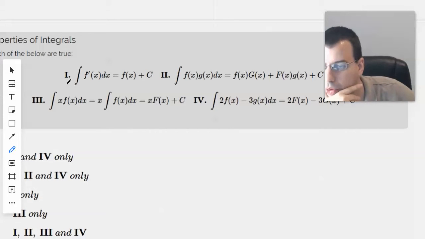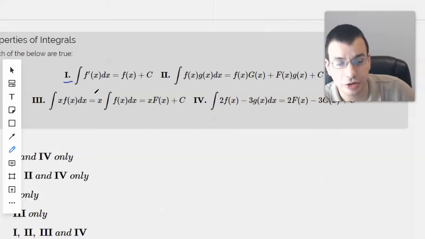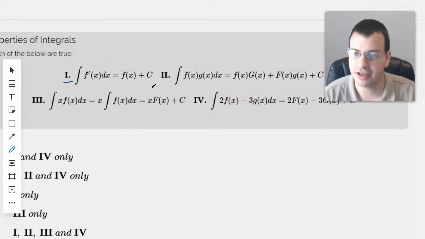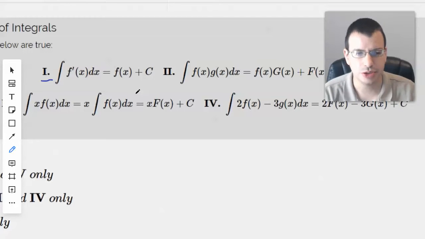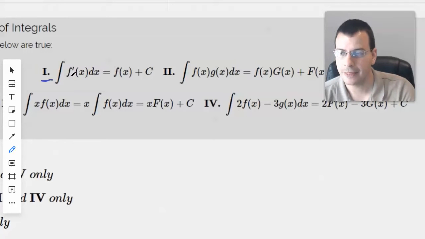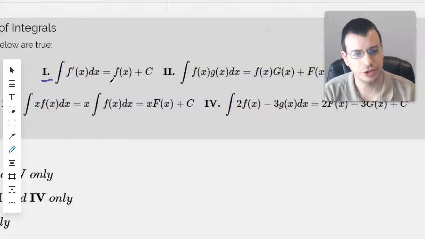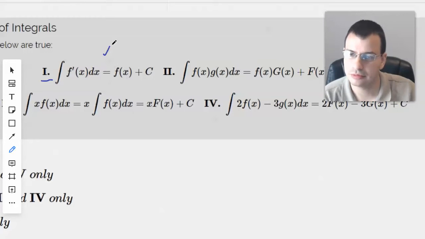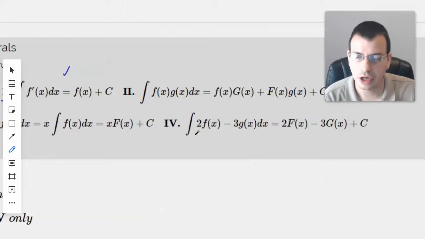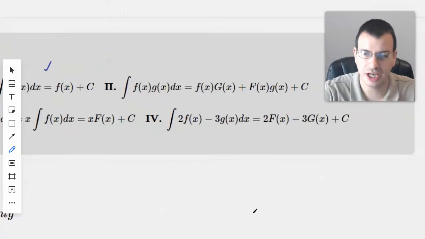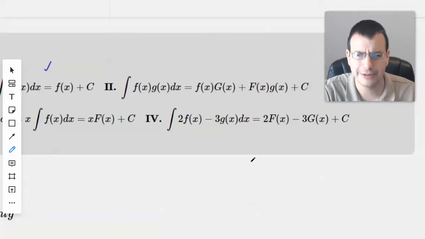So number one, we have the integral of f prime of x dx equals f of x plus c. Yeah, that seems reasonable. I'm good at that, so yes, I will say true. Number two, the integral of f of x times g of x. No.